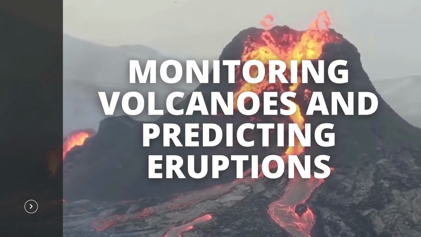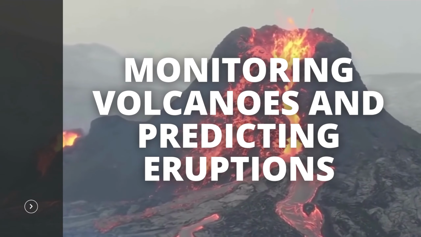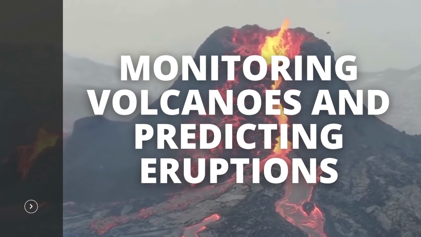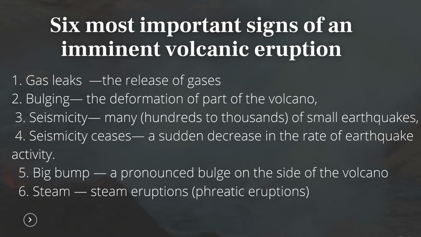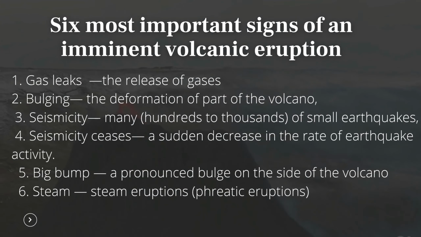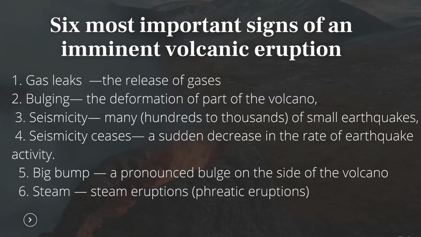Monitoring volcanoes and predicting eruptions. There are six most important signs of an imminent volcanic eruption. They are: 1. Gas leaks are the release of gases from the magma into the atmosphere through cracks of the overlying rock. 2. Bulging is the deformation of part of the volcano, indicating that a magma chamber at depth is swelling or becoming more pressurized.